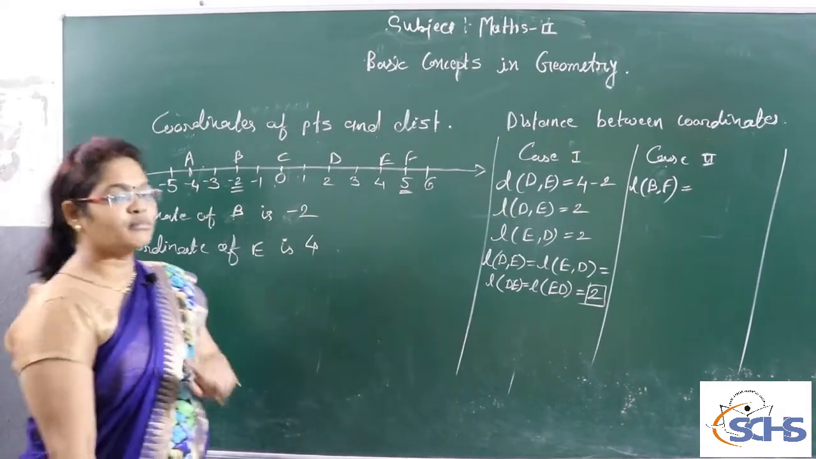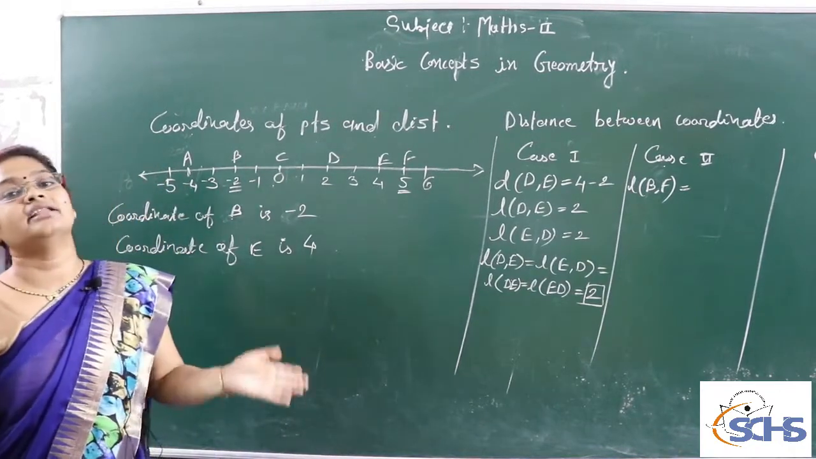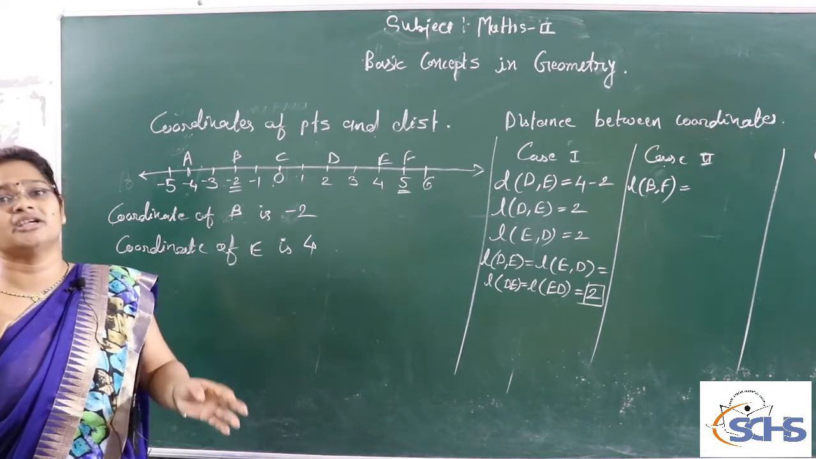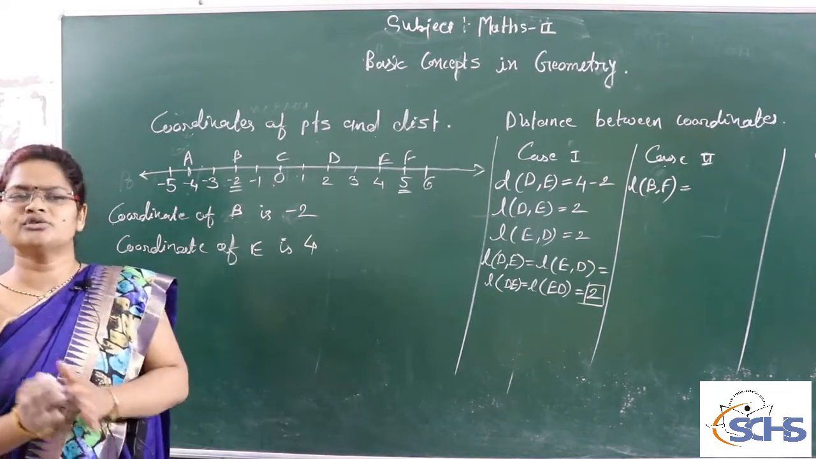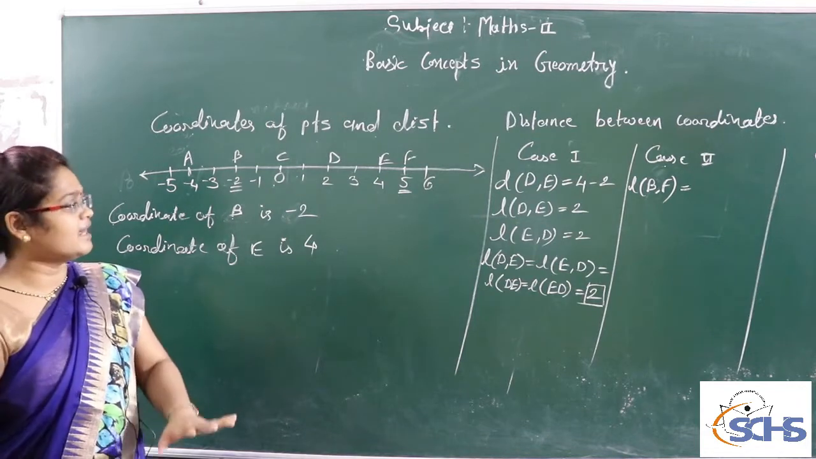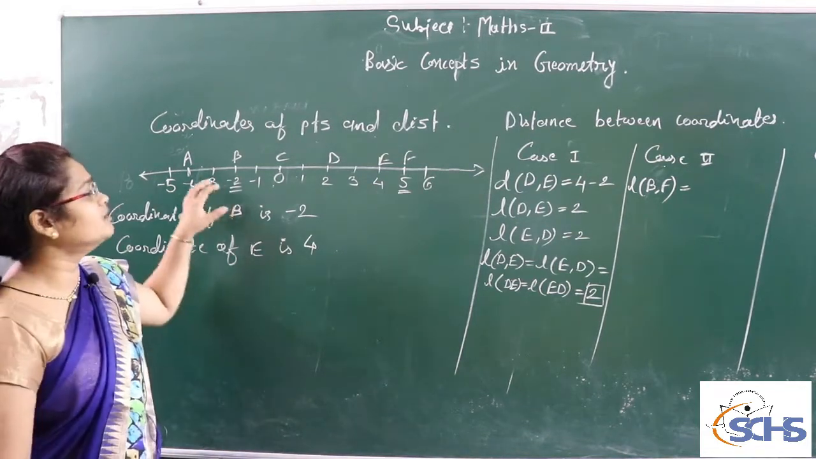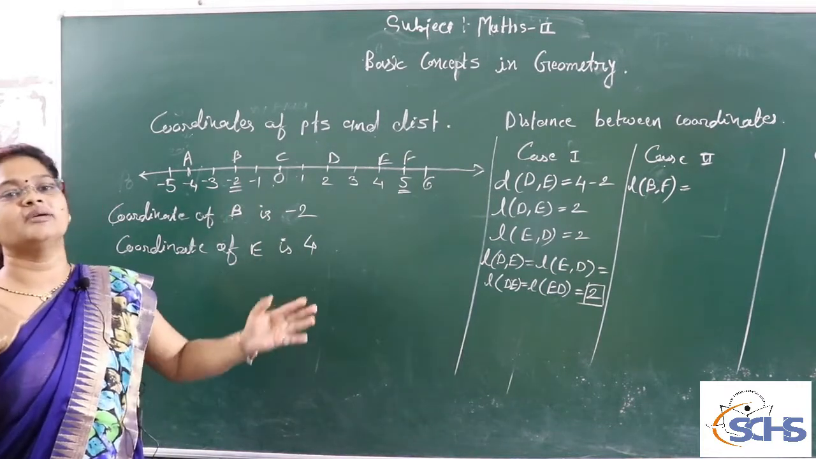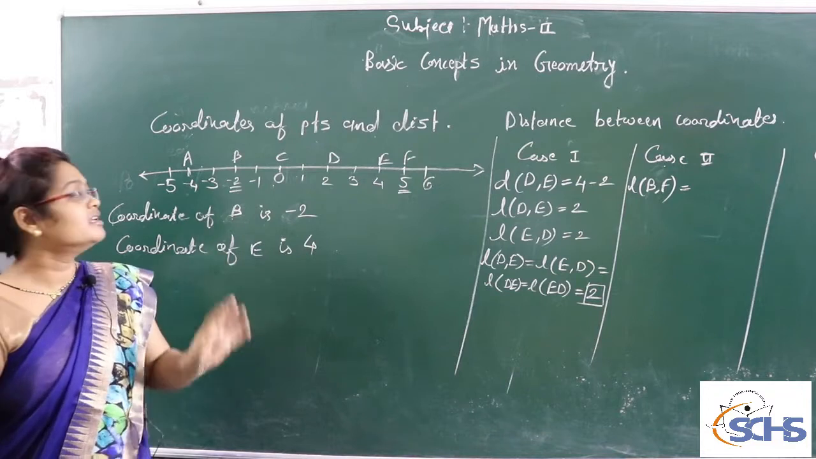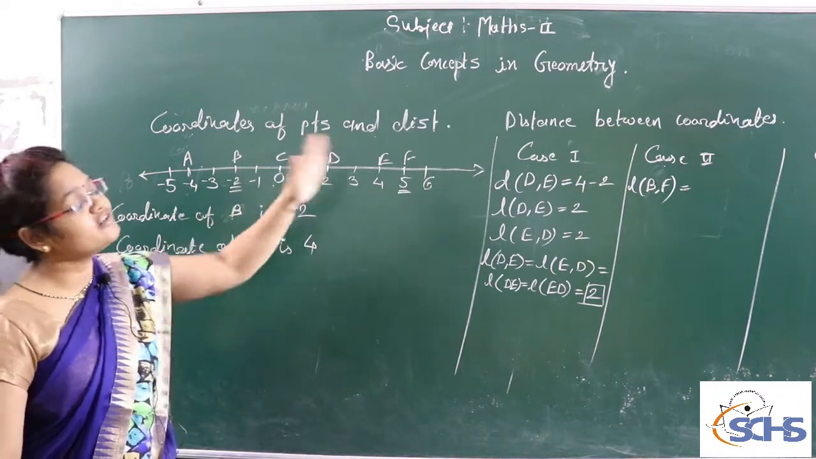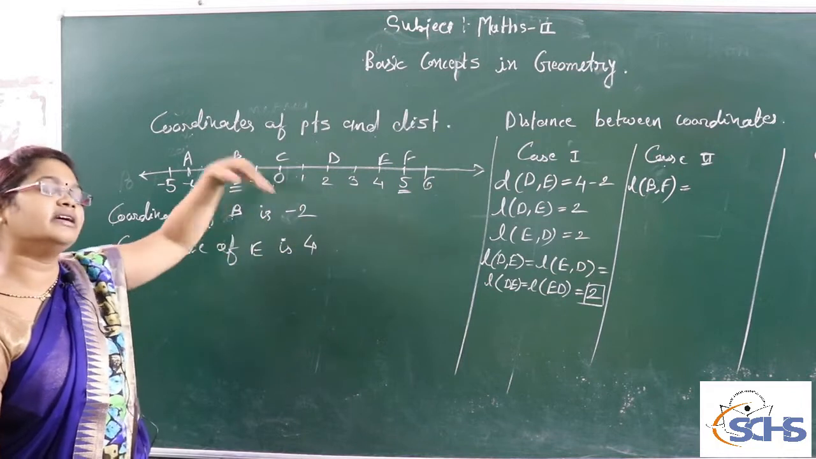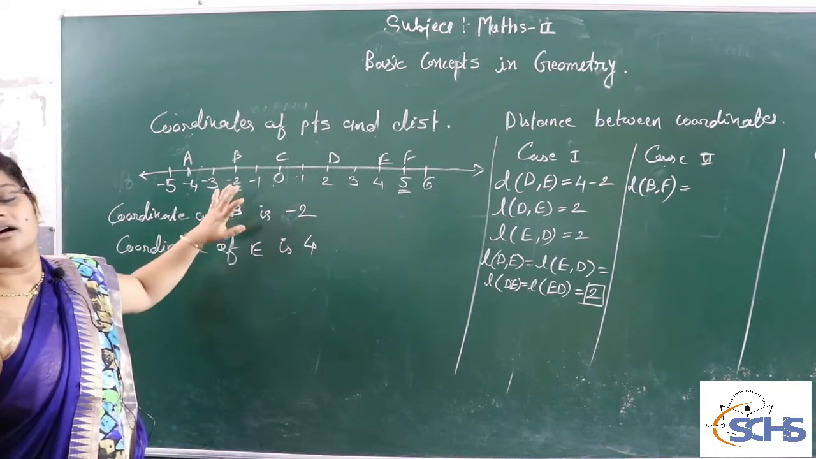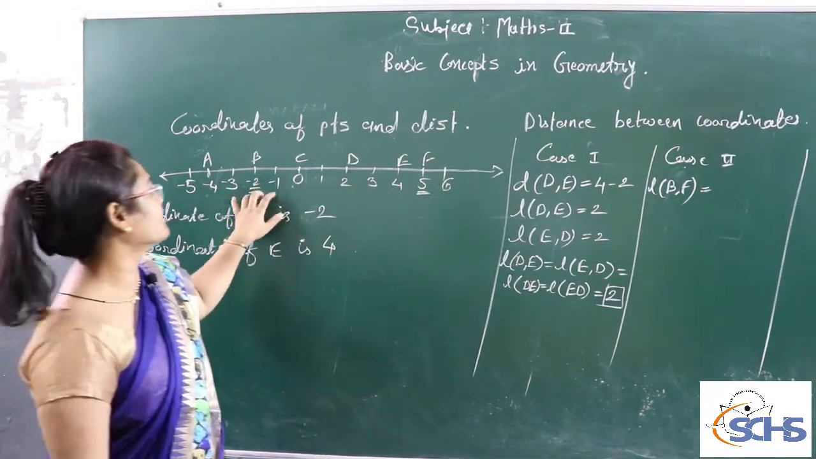We know that a positive integer is always greater than a negative integer. If you are not able to remember this, always remember that the points on the number line on the right side are always greater than the points on the left side. As 5 is on the right side on the number line, that's why 5 is greater than minus 2.